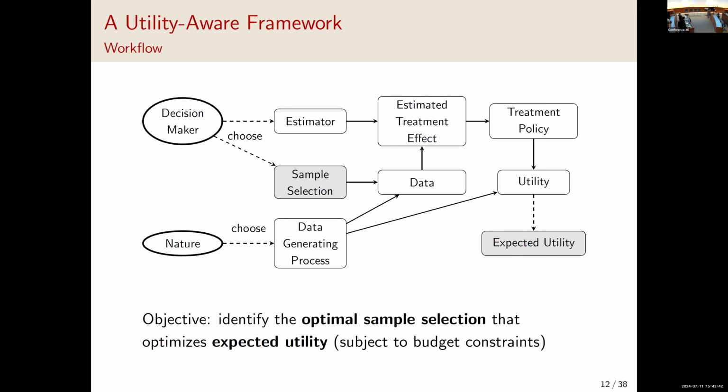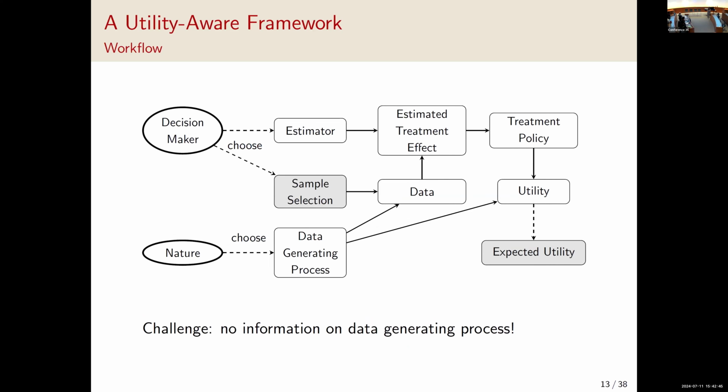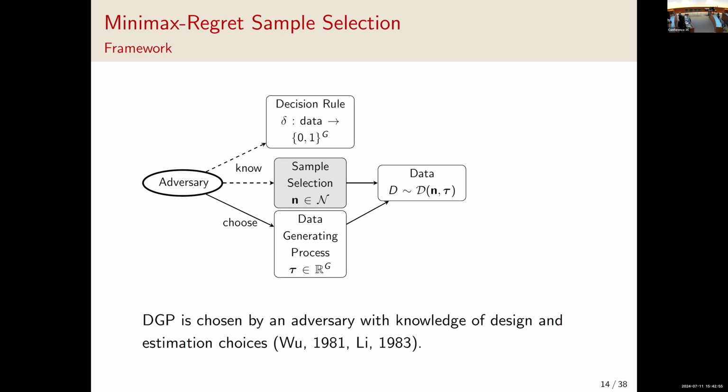But here another challenge is, since we don't really know what the data generating process is, we also cannot calculate the expected utility when we are designing the experiment. And here we address this challenge by considering the Minimax-Regret framework. In a Minimax-Regret framework, the DGP is assumed to be chosen by an adversary with knowledge of design and estimation choices. So we assume that this adversary can manipulate the heterogeneous treatment effect tau, the treatment effect in each of the groups. And the goal of this adversary is to make our decision as bad as possible.